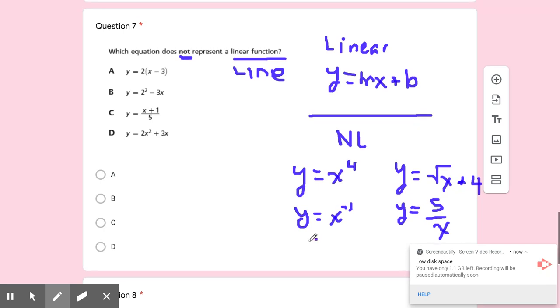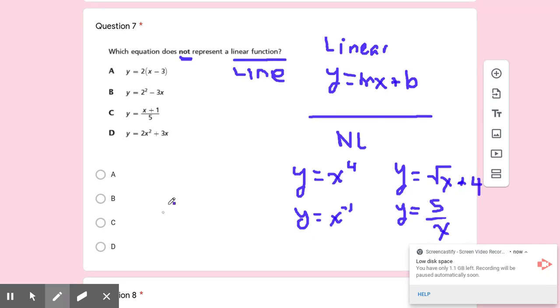All right, hint 2 is pay attention to the questions here. And look at letter A. It doesn't look like it's anything, but remember things that we've learned in the past. Remember the distributive property, where you can multiply 2 times x and 2 times 3, or in this case negative 3, so you can figure out what that's going to be. That could help you to determine if it's linear or nonlinear.